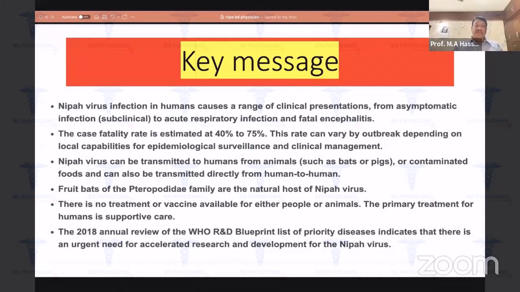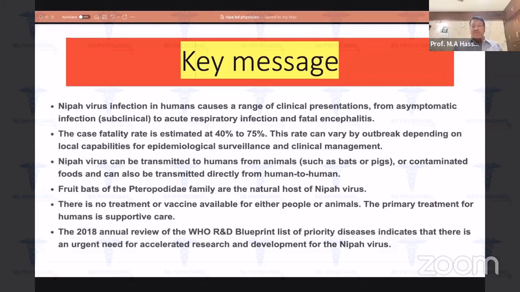So what is our key message about Nipah? Nipah infection in humans causes a wide variety of clinical presentations, from asymptomatic infection to acute respiratory infection and fatal encephalitis. The fatality rate varies from country to country, from 40% in Malaysia up to 75% in Bangladesh and India. This rate can vary by outbreak depending on the local capability of epidemiological surveillance and clinical management. In our country, there is an acute meningoencephalitis surveillance ongoing by the World Health Organization in different parts of the country.